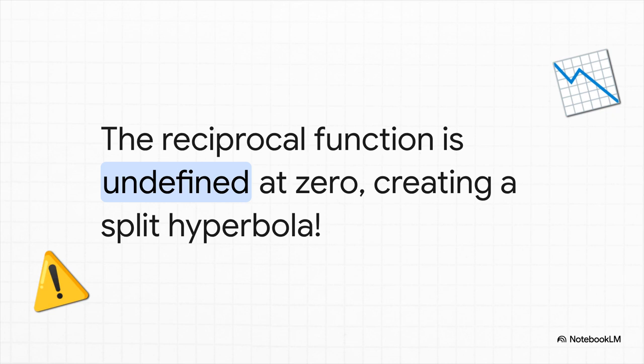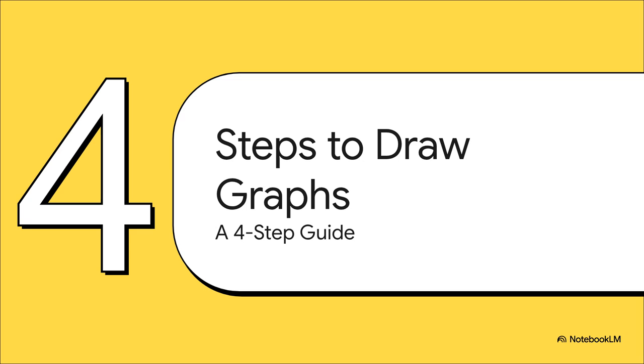Written as f of x equals 1 over x, its domain includes all real numbers except 0. Why? Well, if you try dividing 1 by 0, you literally break the math. It's completely undefined. And that is exactly why the hyperbola graph splits in 2 and never, ever touches the 0 line on the axis.